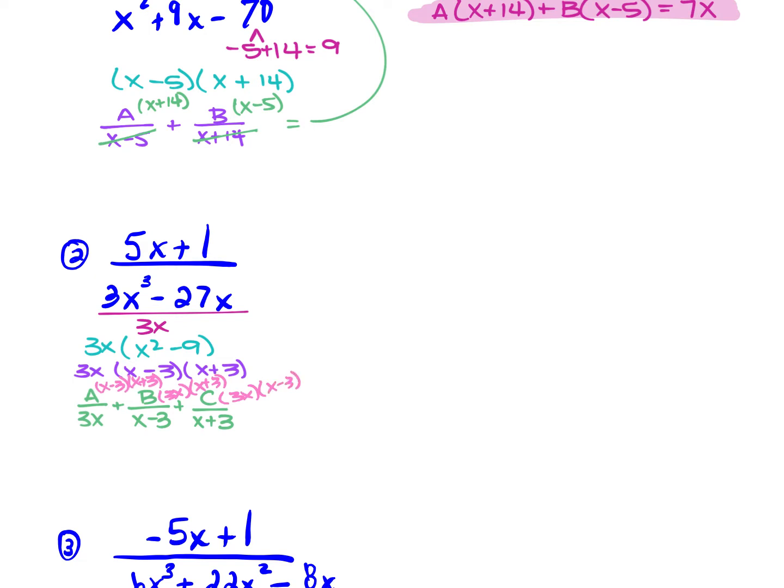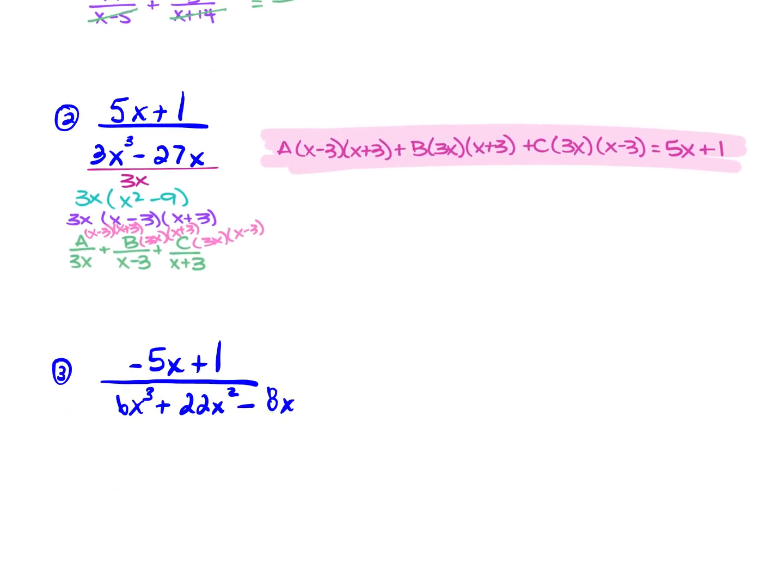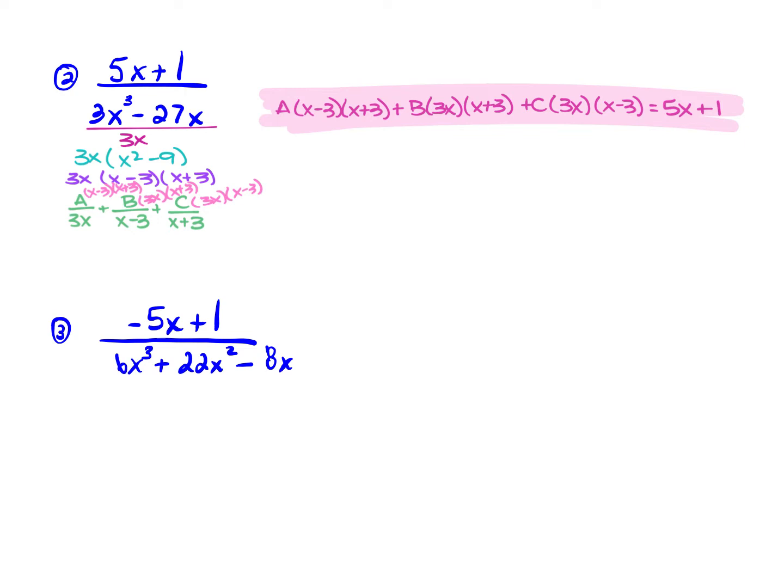So that means that we're going to have a times x minus 3 times x plus 3 plus b times 3x times x plus 3 plus c times 3x times x minus 3 is equal to the original numerator. So that's the 5x plus 1. So if we're not completely simplifying this and solving for whatever your a, your b, and your c are, this is your answer. For number 3, we're given negative 5x plus 1 over 6x cubed plus 22x squared minus 8x.